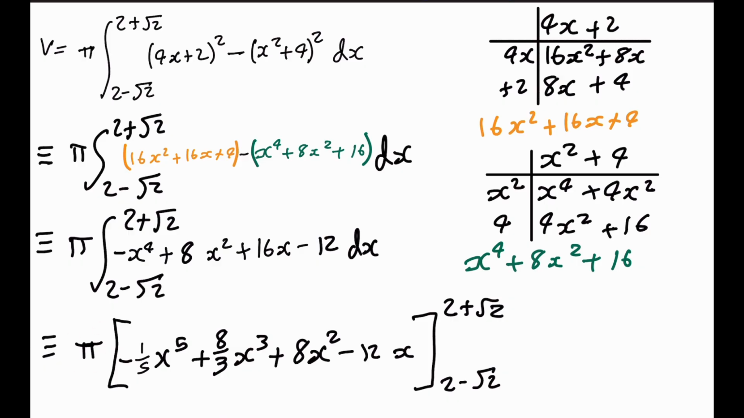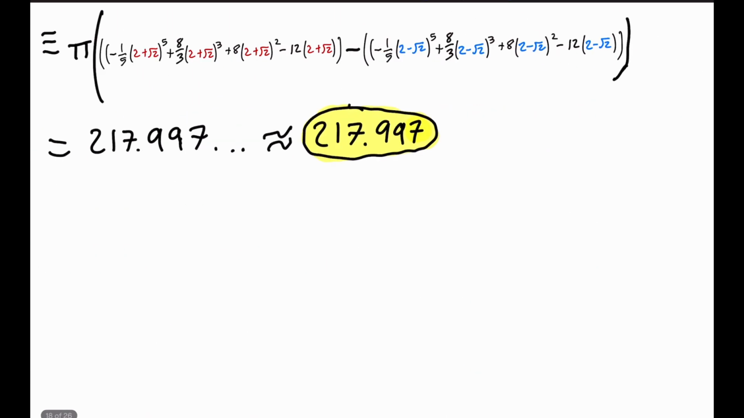And remember to keep the pi on the outside as well. So once we apply our limits, we just substitute the 2 plus root 2 as the upper limit and the 2 minus root 2 as the bottom limit.